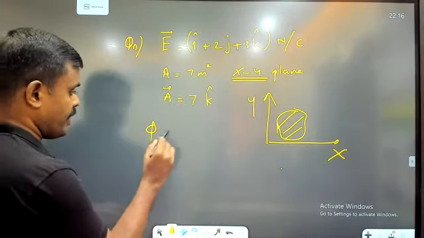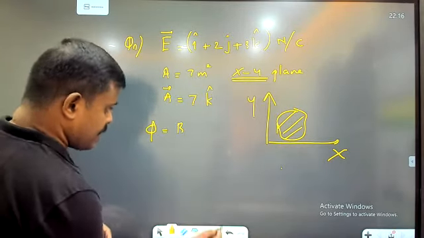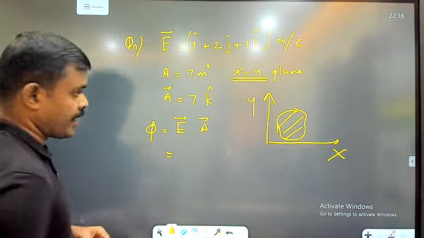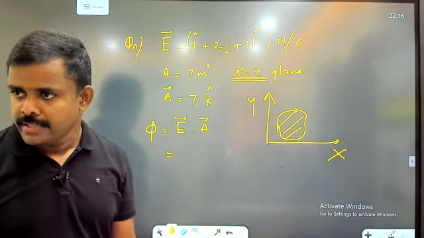Now I can find phi. What is the equation? I told you phi can be written as E dot A. This is what I wrote. For numerical, this is sufficient. E dot A. You know how to take dot product, right? How do you take dot product?